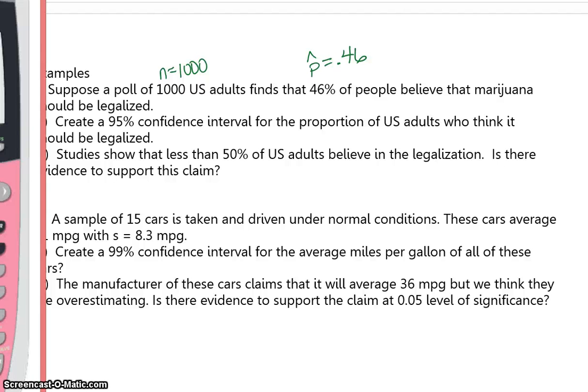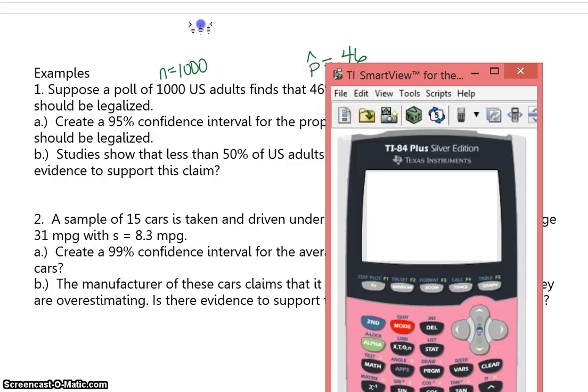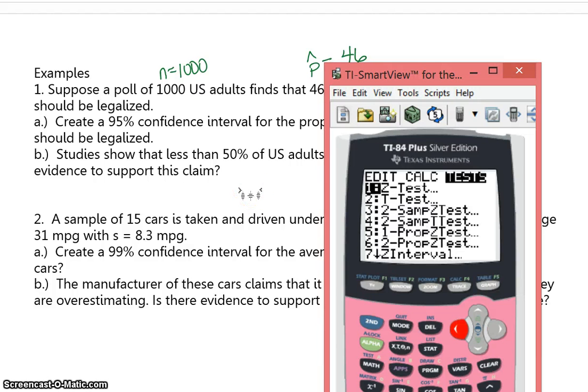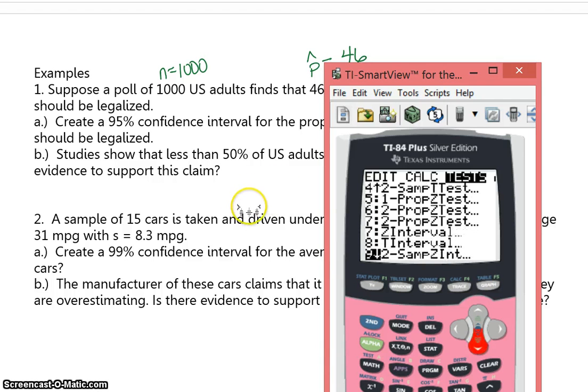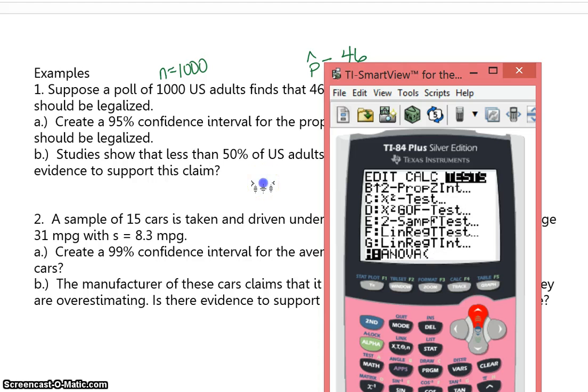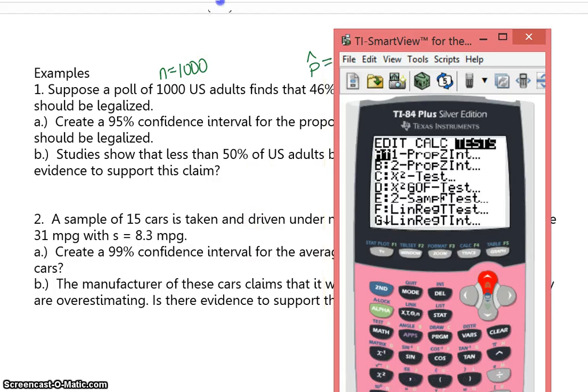So what I'm going to do here is pull up my calculator. And stat, tests, and we are looking for a 1 sample proportion Z interval. Okay, so that is written as a 1 prop Z int. Where is it? Okay, that's letter A. So letter A is 1 prop Z int. Okay, so we're going to go into that.